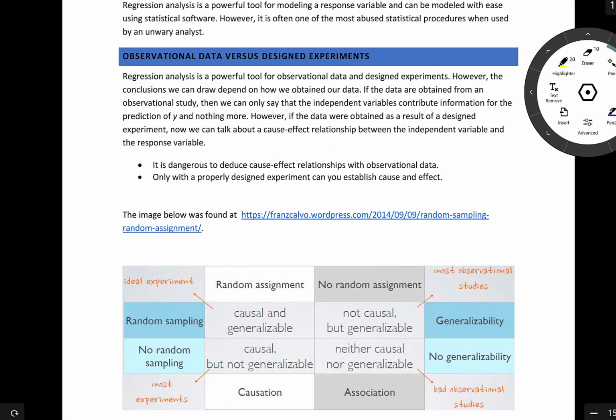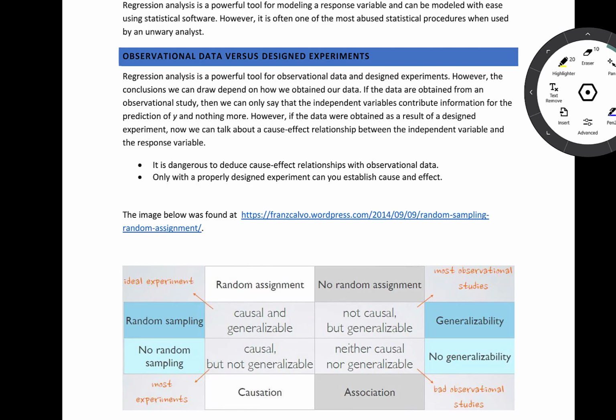So one of the things we need to consider when applying regression is whether or not our data is observational or does it come from a designed experiment. It's a powerful tool for observational data and designed experiments. It can be used with either type. However, the conclusions we draw depend on how we obtained our data. If the data are obtained from an observational study, then we can only say that the independent variable contributes information for the prediction of y and nothing more.